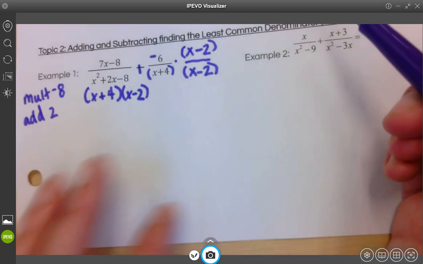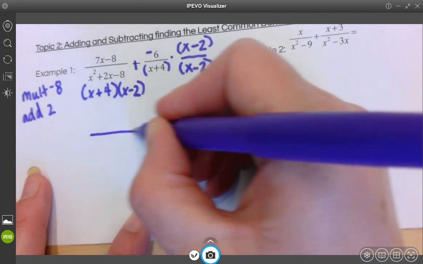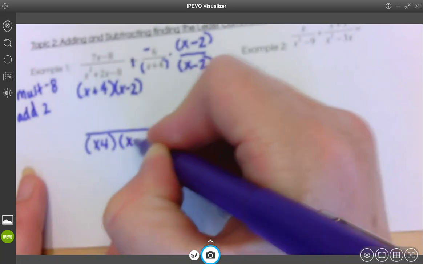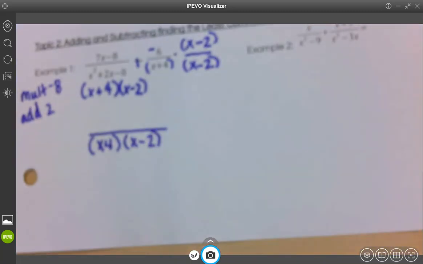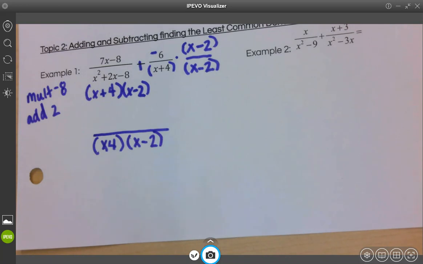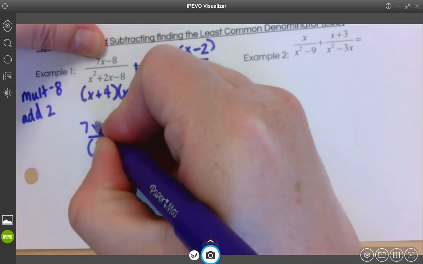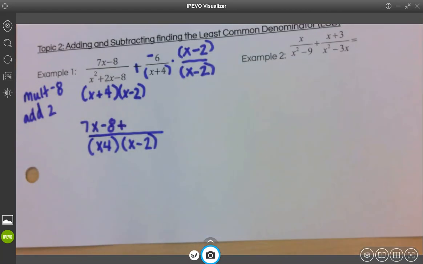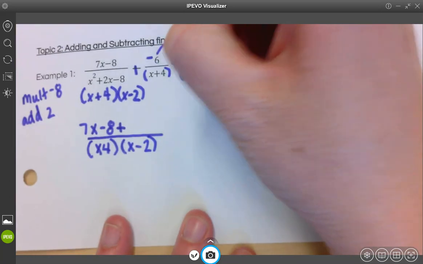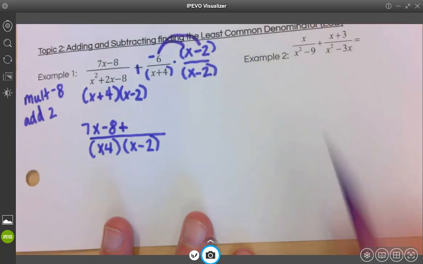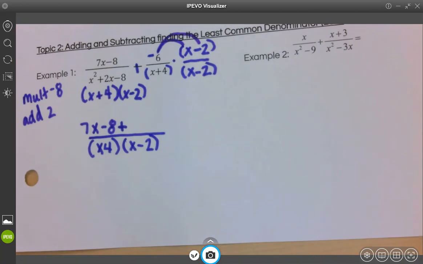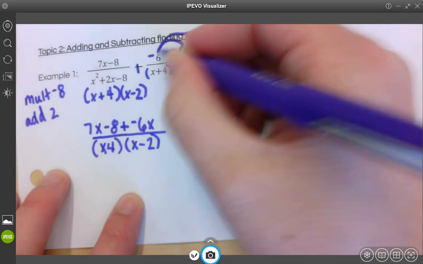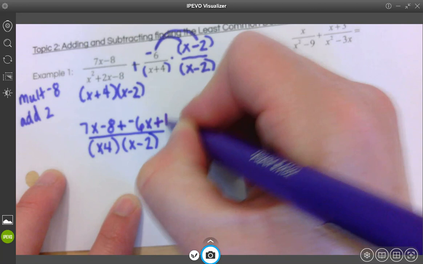All right, I have a common denominator, so I'm going to make one fraction with my common denominator, x plus 4, x minus 2. That's my common denominator. In the numerator, I have 7x minus 8 plus, and I'm going to distribute the -6. -6 times x and -6 times minus 2. So I've got -6x, and negative times negative makes positive 12.